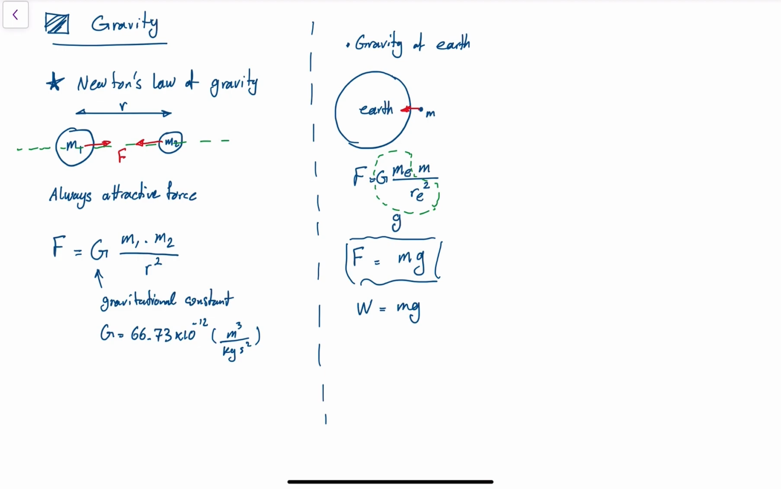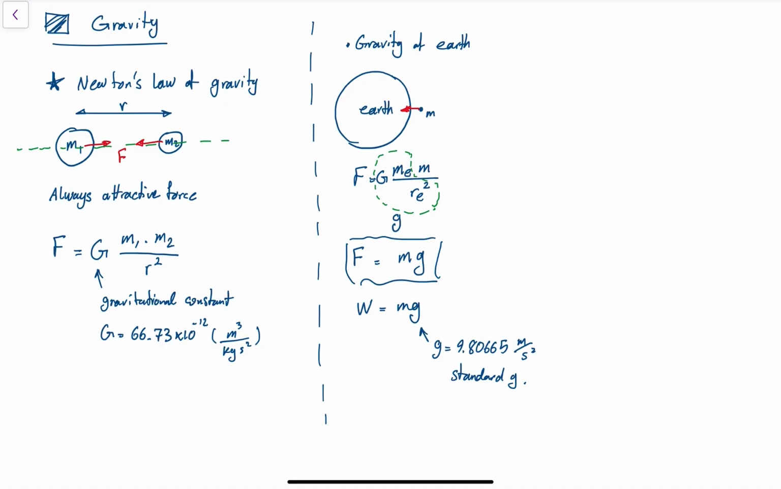A few things to note here is that this g is only for Earth and for objects that are relatively close to the surface of the Earth. Standard g is 9.80665. The unit is meter per second squared. This is called the standard g. And you multiply by the mass of the object to get the weight.